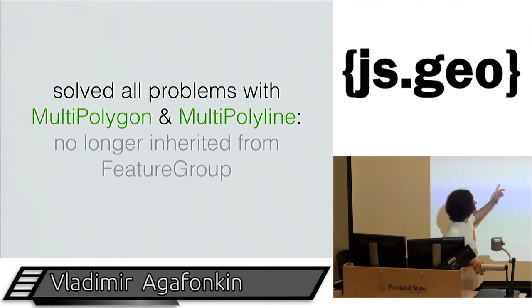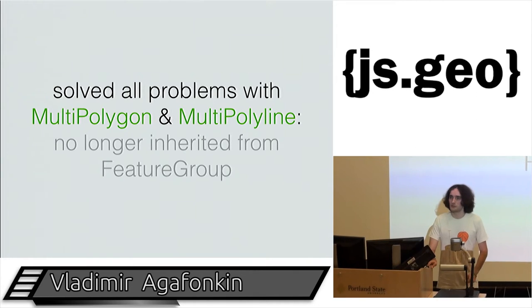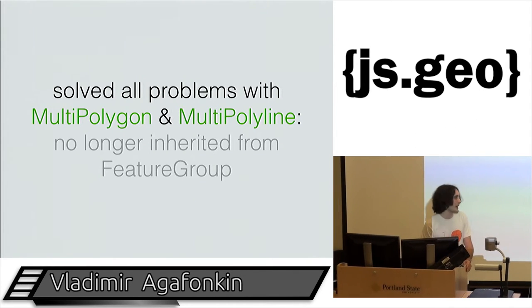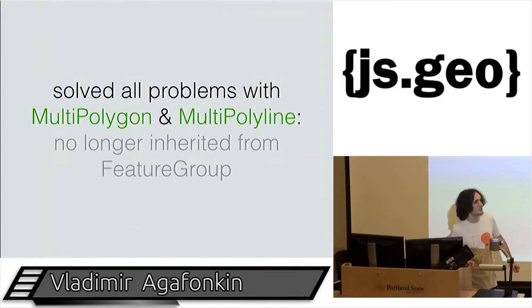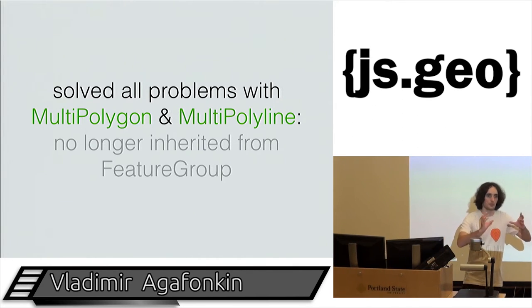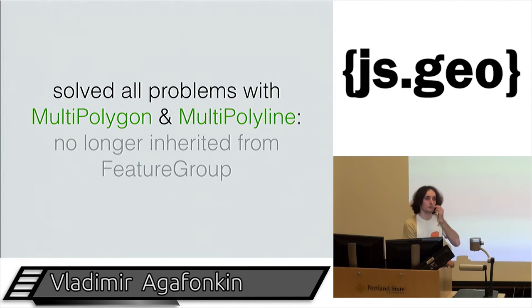There were lots of problems with multi-polygon and multi-polyline implementations because they were kind of a hack. They were inherited from feature groups. So actually, the implementation was like just put a lot of individual polygons or individual polylines on a map and call it multi-polygon or multi-polyline. And now this was rewritten, and it solved a lot of bugs and problems people were coming up with.